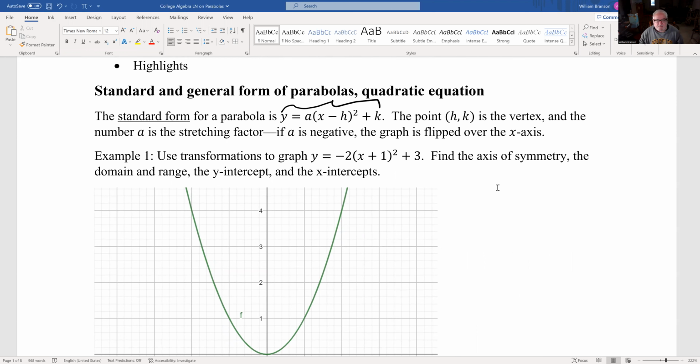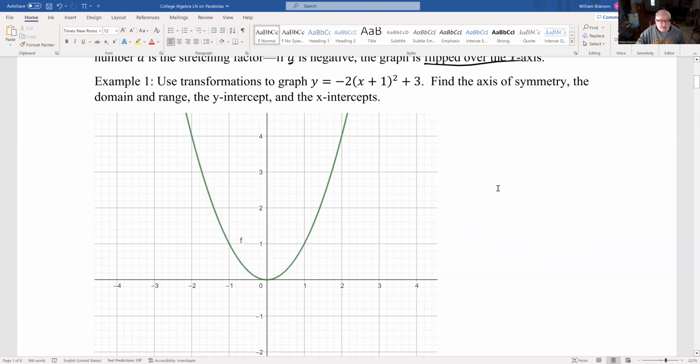and we've seen this before because this is the form that we can use to move graphs around in. The values h and k here stand for the vertex. A is a stretching factor, and remember that if a is negative, we flip the graph over the x-axis. So use transformations to graph this function.